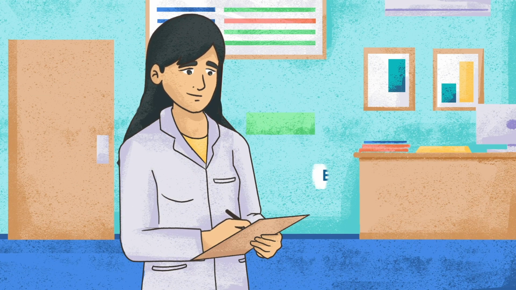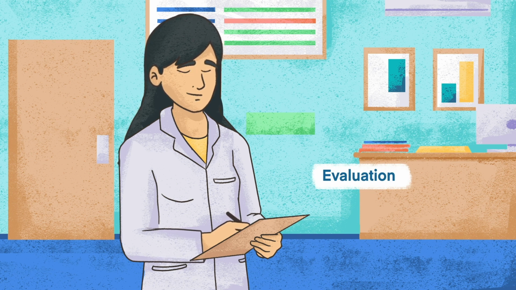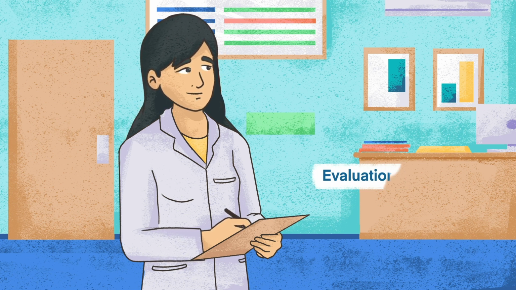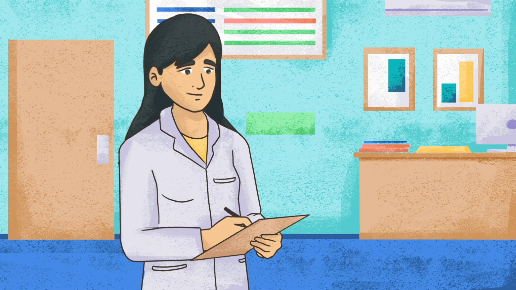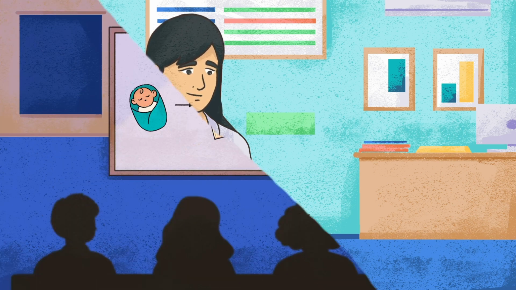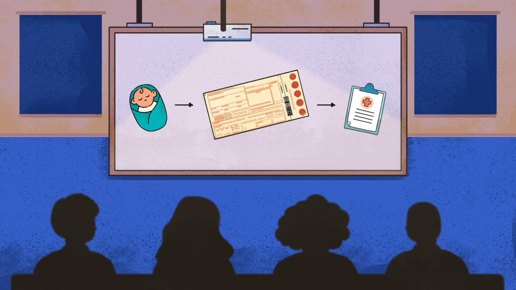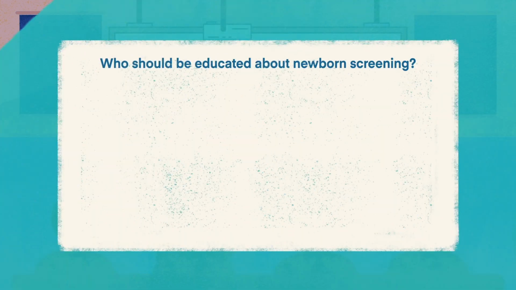The fifth part is evaluation. This includes reviewing the previous activities, screening, follow-up, diagnosis, and management, to identify opportunities for improvement and to help determine the benefits of screening for both the family and the public. Finally, the last part is education and training. Education and training are key to making sure that the entire system works.